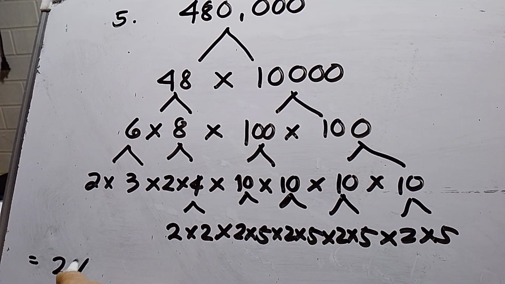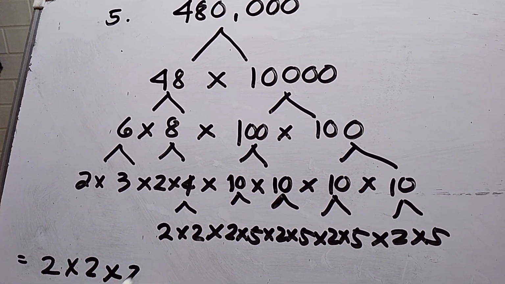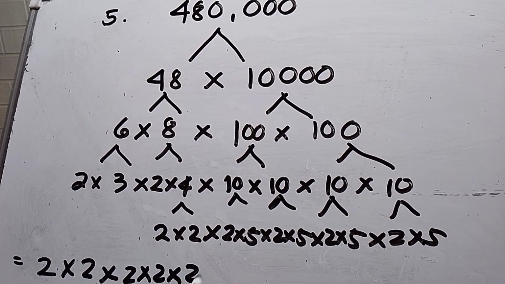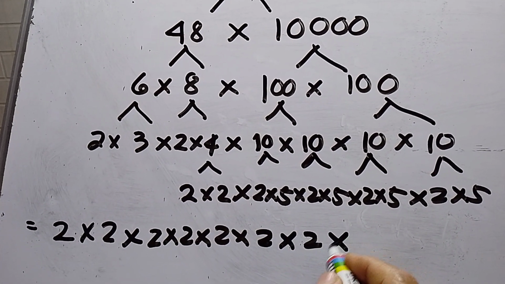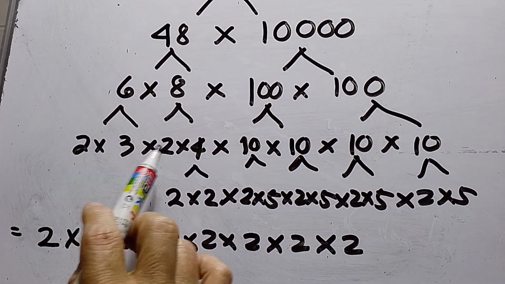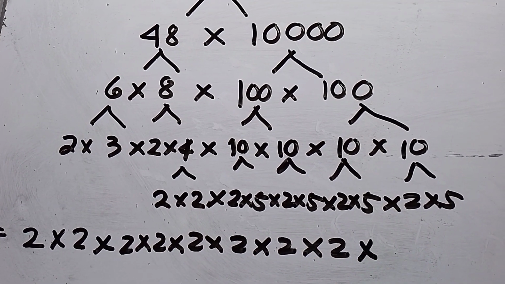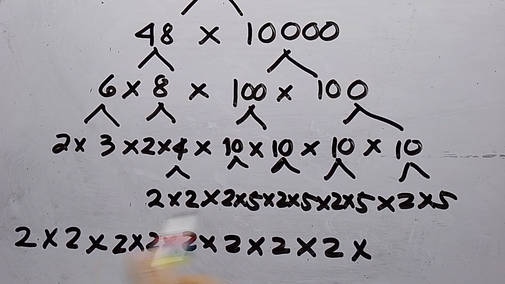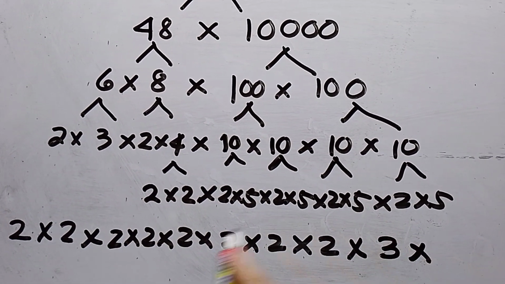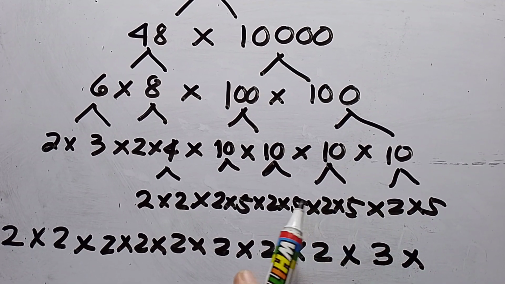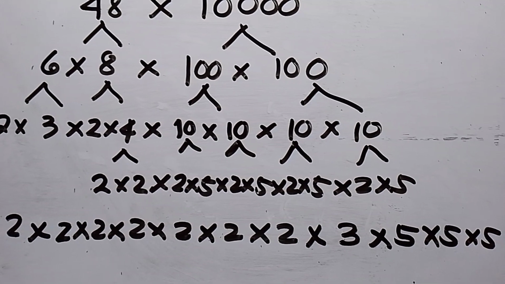So let's say 2, 2, 1, 2, 3, 4, 5, 6, 7, 8. So 1, 2, 3, 4, 5, 6, 7, 8. And then how many 5s do I have in the factors? So, by the way, there is a 3 in here. Then 5, count how many 5s: 1, 2, 3, 4. So this will be 5 times 5 times 5 times 5.